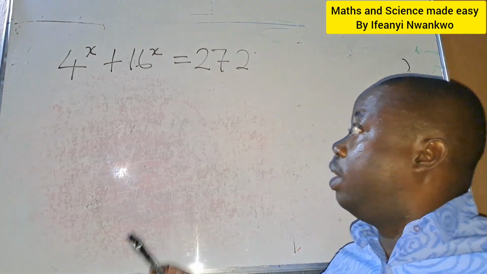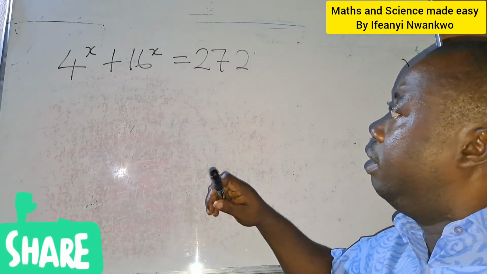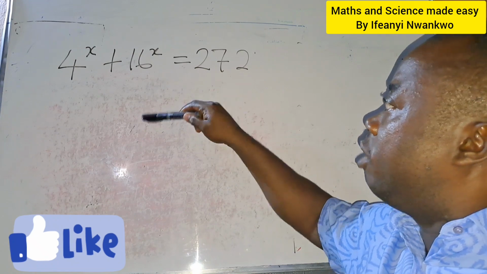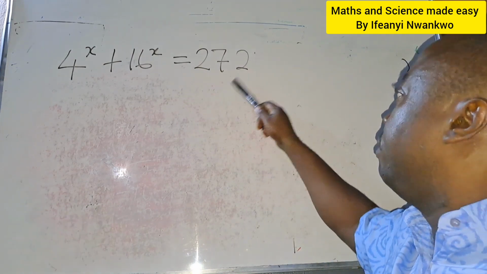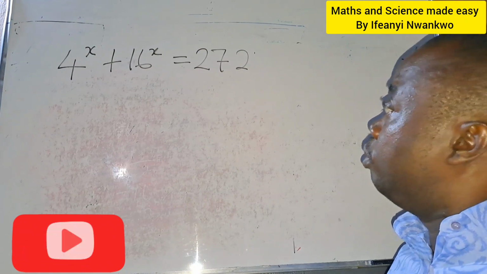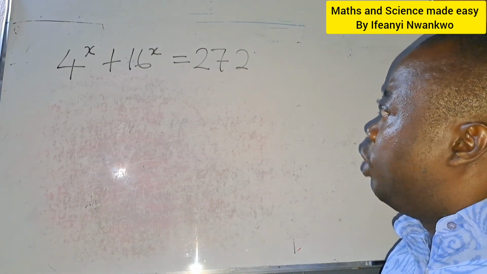In today's class we look at an equation like this. So 4 to the power x plus 16 to the power x equals 272. It appears difficult, but it's very simple once you know the trick.